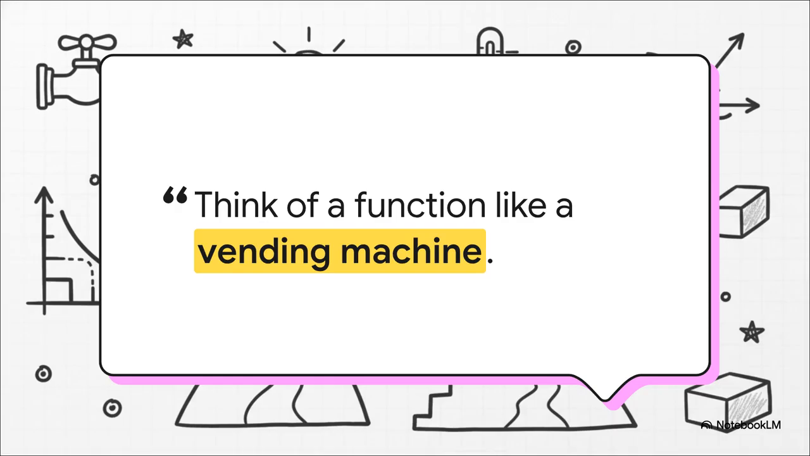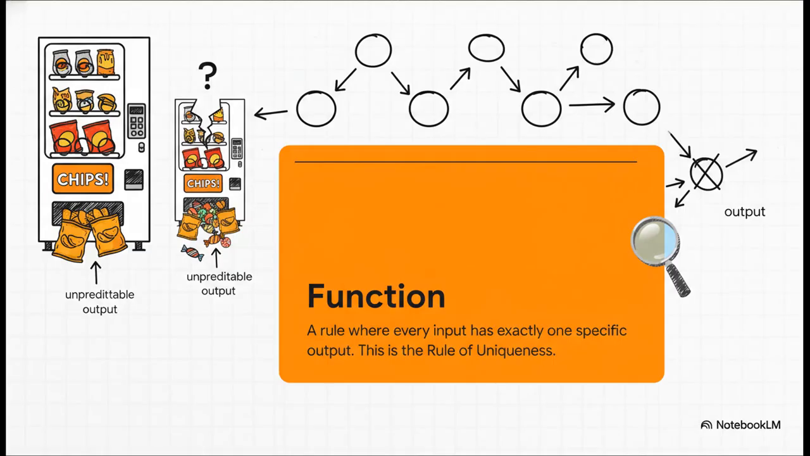So picture it. You're standing in front of a vending machine. You put your money in. You press button C4 for those chips. That's your input. What do you expect to get out? Chips, and only chips, right? I mean, if you pressed the chip button and sometimes you got candy and other times you got nothing at all, you'd say that machine is broken. Well, a working machine is exactly what a function is in math.